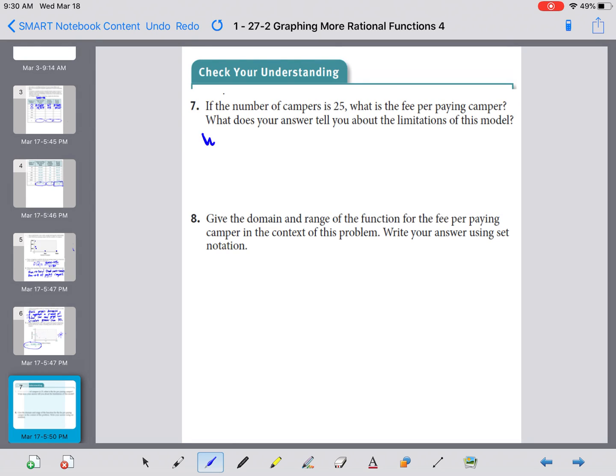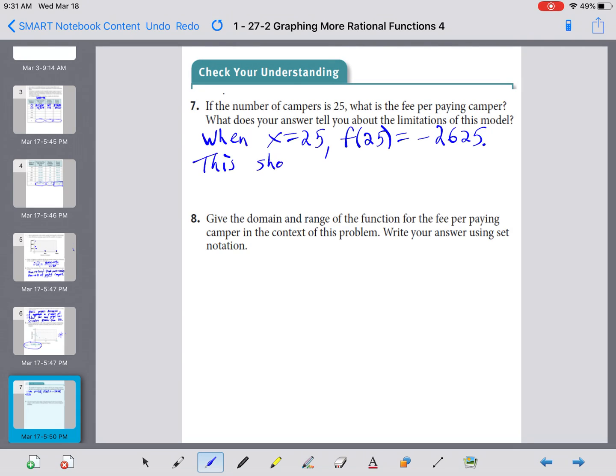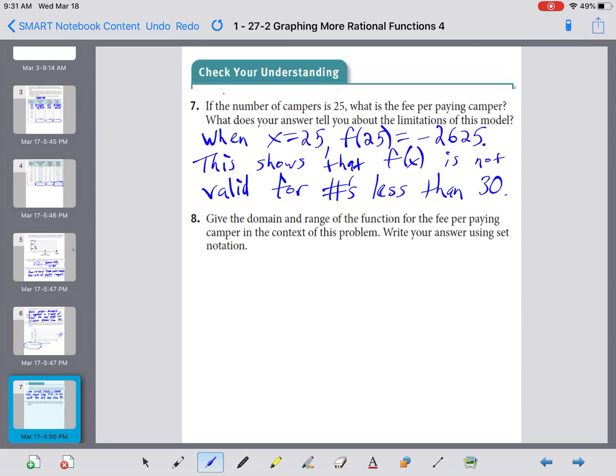Okay, so number 7 wanted you to plug in 25 for x into that expression we came up with, that function we came up with, I should say. And if you do that, f of 25 is negative 2,625. And so what this shows us, and we kind of talked about this already, is that this function f of x is not valid for numbers less than 30. Right? With 30 scholarships, we need at least 30 kids to go, or actually at least one to be paying for this camp to actually run.